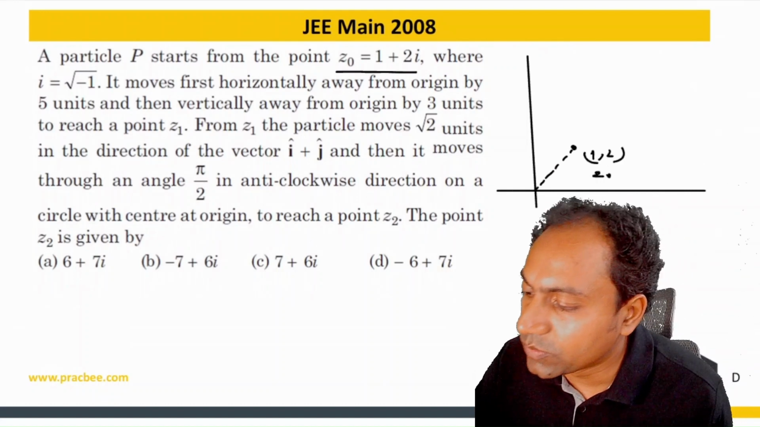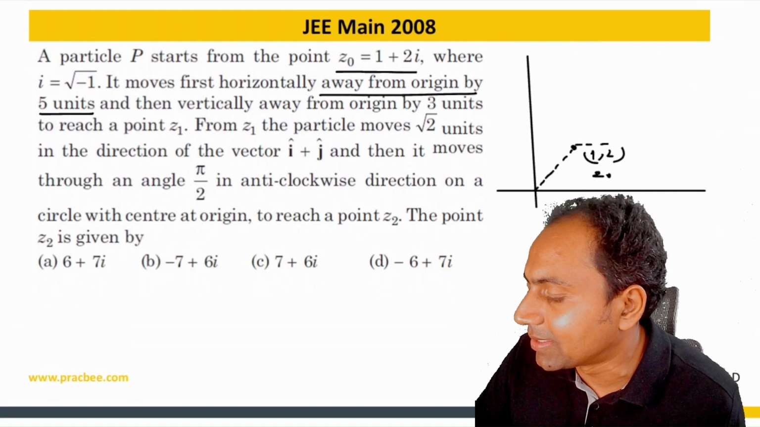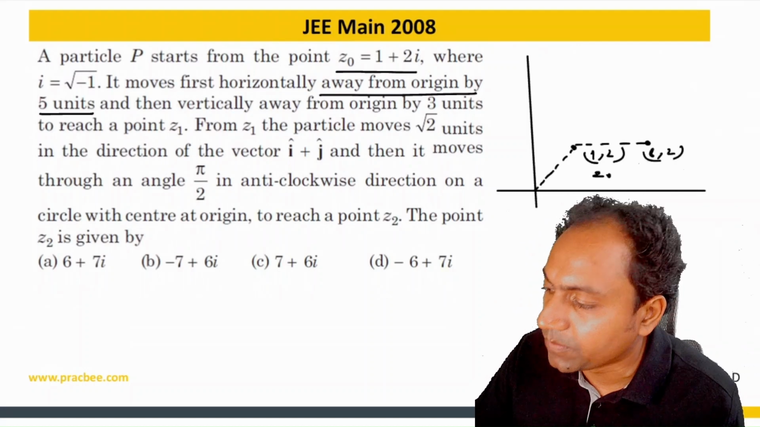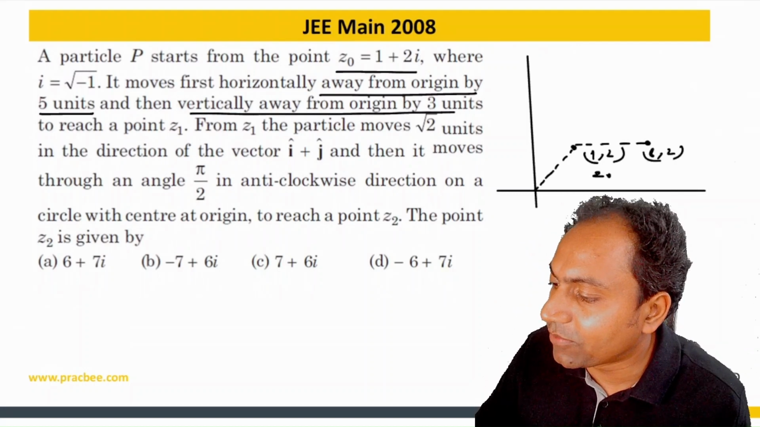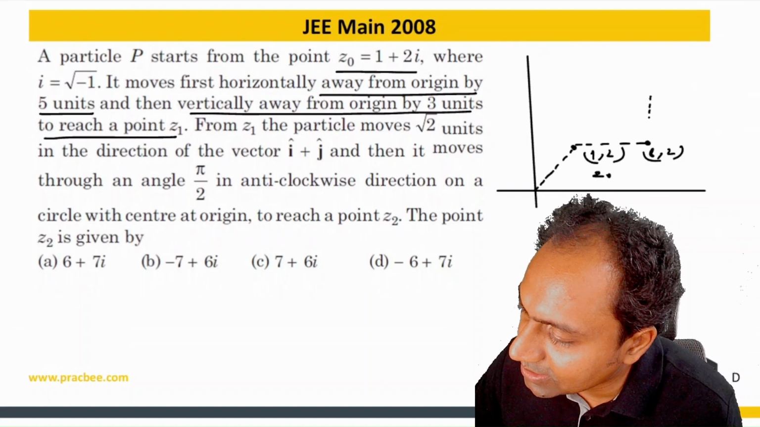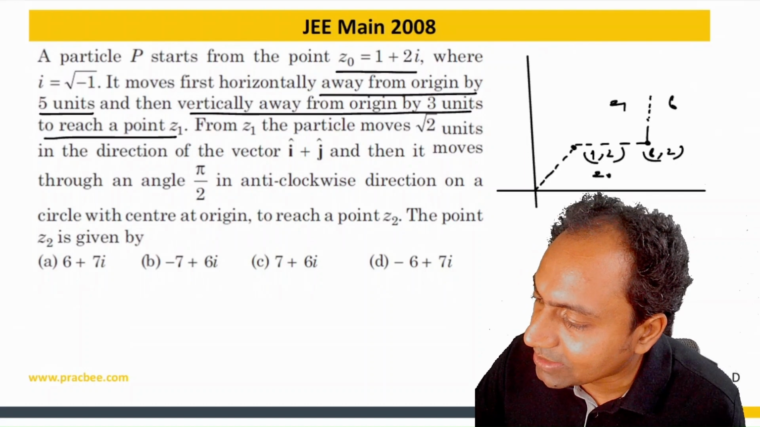What we are saying is that it moves first horizontally away from the origin by 5 units. So it is moving like this, 5 units. If I do that, this point will become nothing but (6, 2). Then it moves vertically away from the origin by 3 units and reaches point Z1. So it has reached here, Z1. And by this time it is (6, 5).